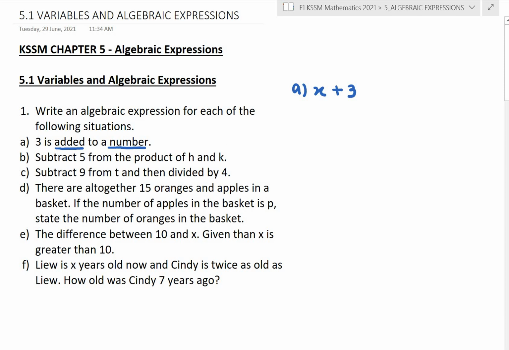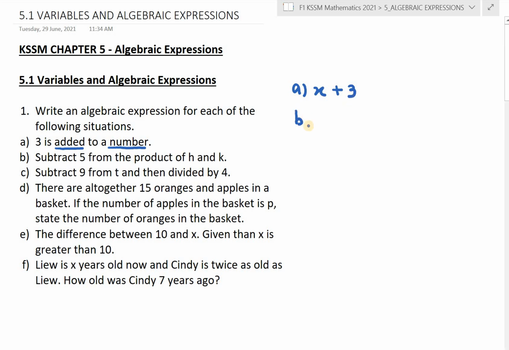Algebraic expression ni dia adalah expression, dia tidak ada sama dengan, because it is just an expression. Dia tak ada macam equation. Kalau equation dia akan ada sama dengan apa-apalah. Contohnya 3 sama dengan 3 darab 1. That is equation. Ataupun kita letak 3x sama dengan 6, that is equation, because dia ada tanda sama dengan means it is equation. Tapi kalau dia macam ni, x plus 3, it is an expression. So let's proceed to question B.